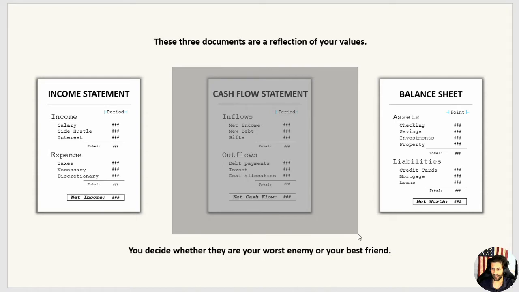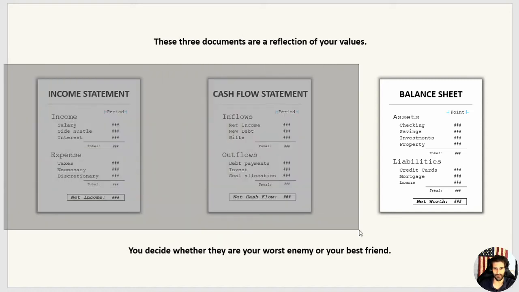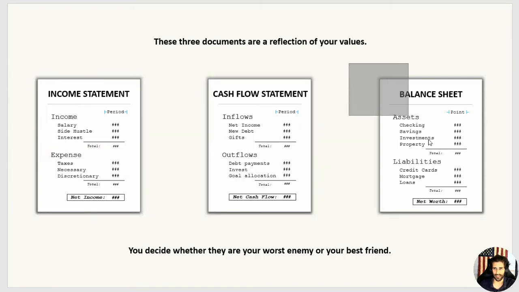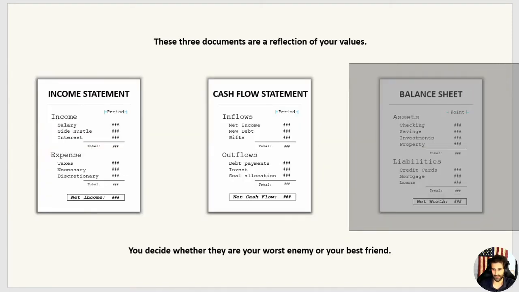The cash flow statement shows how cash actually moved in and out of your accounts over a period of time. We're going to talk about the difference between the income statement and the cash flow statement because they're often mixed up. The balance sheet is something that we already made before. It's just a list of assets and liabilities. We made that in one of the very first videos that we did.